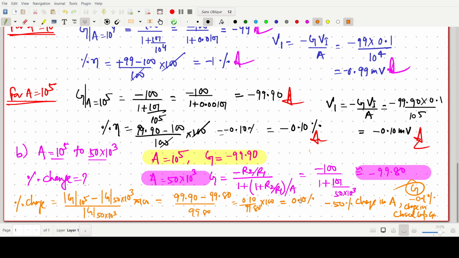So this is the problem, and it is from the Microelectronic Circuits book, an exercise problem. You can also go through the book. Even a 50% change in A causes only a 0.1% change in G. So this is a very good problem from the book.